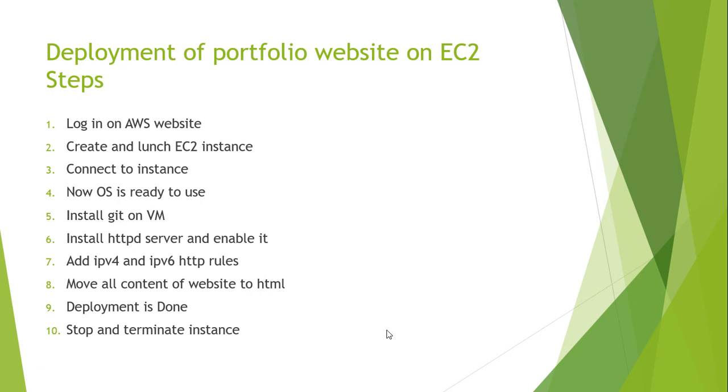Now we will have to install the HTTPD server and start and enable it. To run in our browser, we need to add IPv4 and IPv6 HTTP rules in the security group, in the inbound rules. Move all the content of the website to the HTML directory, so it will get displayed or run. Now boom, our website will run. Now we have to terminate and stop the instance, otherwise we will be charged for it. So we will see how we will deploy these.